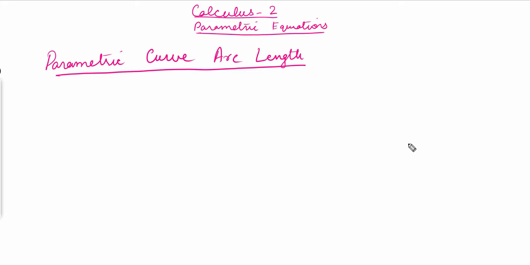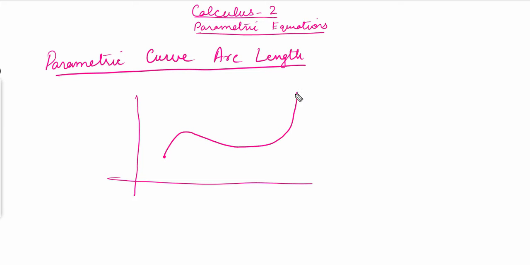Alright, so now we have to discuss the next topic, that we have parametric curve arc length. How we can measure the arc length if we have been given the two parametric equations. So let's suppose we have a curve that is described by the two parametric equations. So the curve is like this. It starts off from here and ends up over here. This is point A, this is point B.